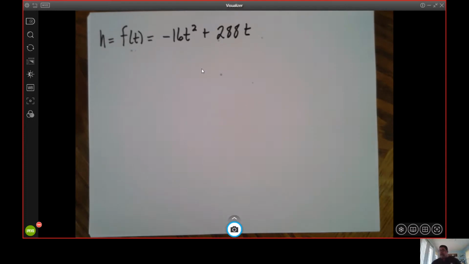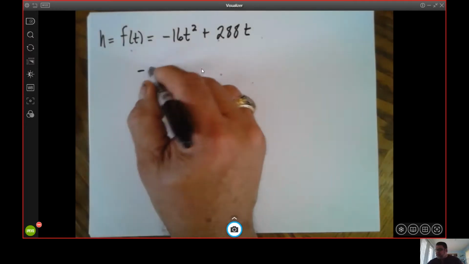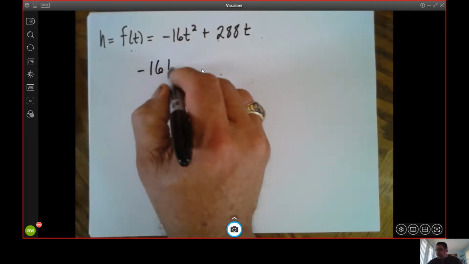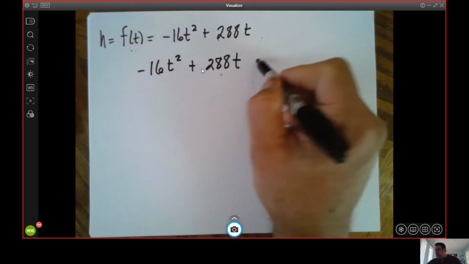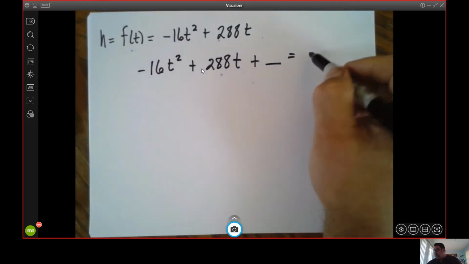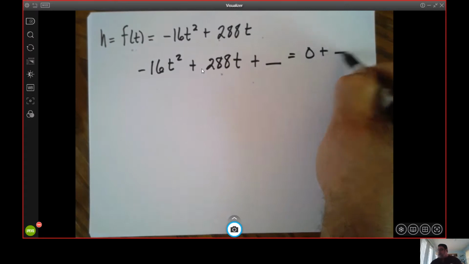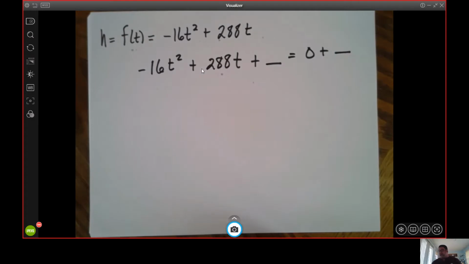But first thing I'm going to do is set it equal to 0. So negative 16t squared plus 288t plus blank is equal to 0 plus blank. You don't have to do this. You could factor out a negative 16, and you're going to have to factor it out anyway. But I'm going to do the vertex and the x-intercepts, so that's why I do complete the square.